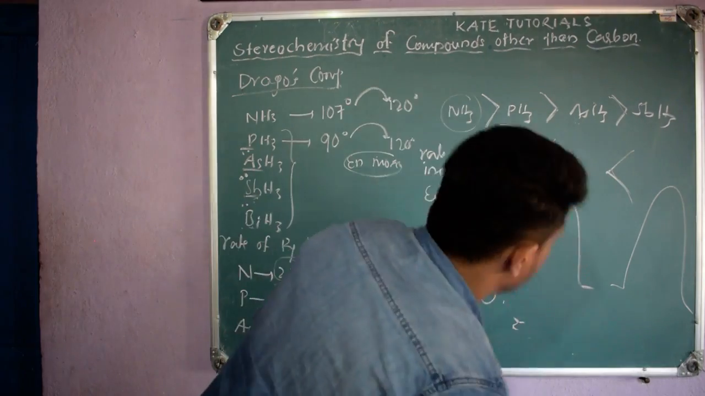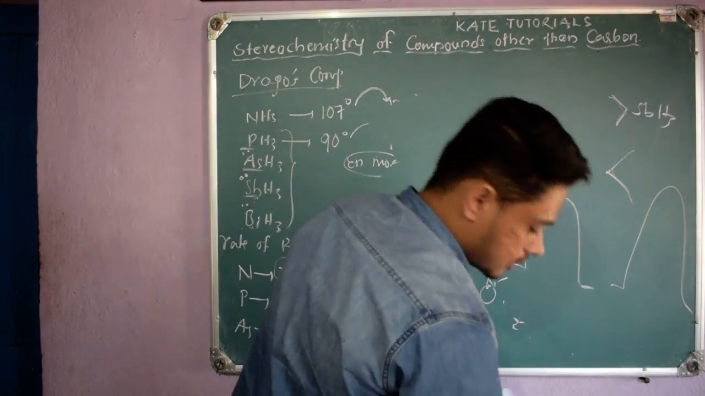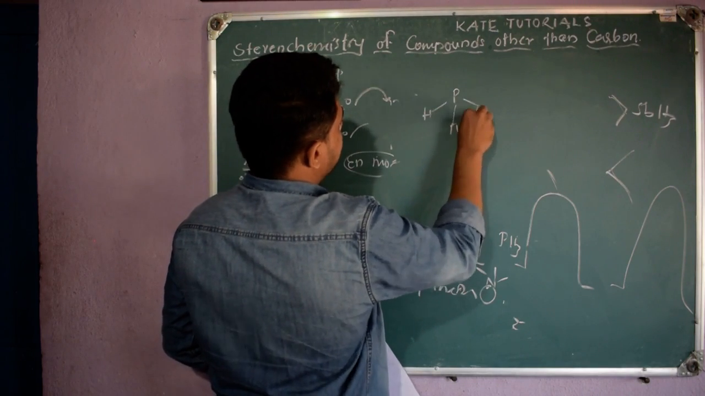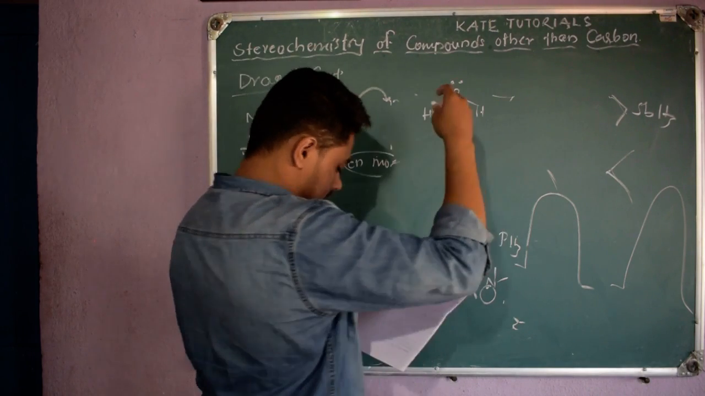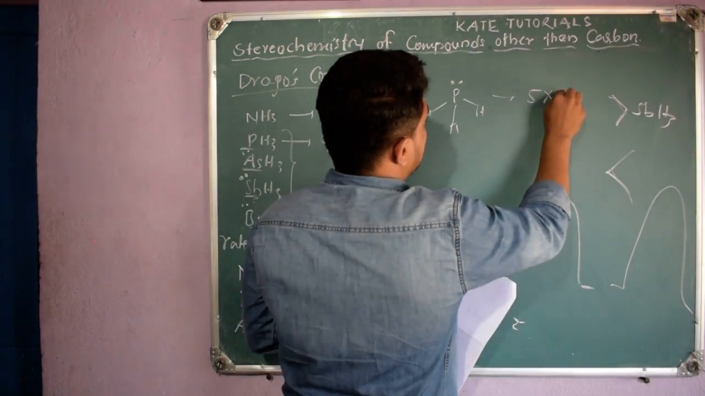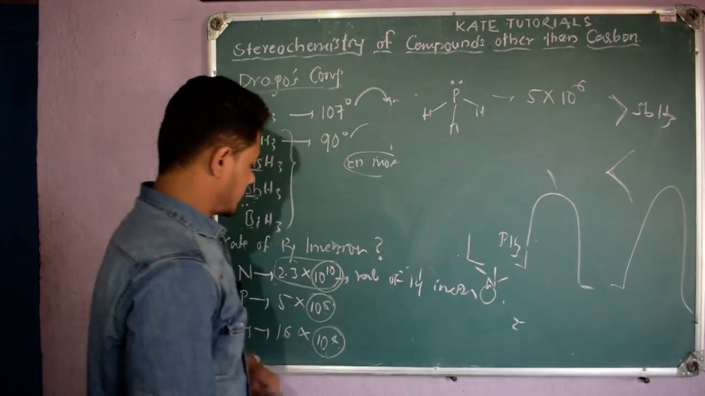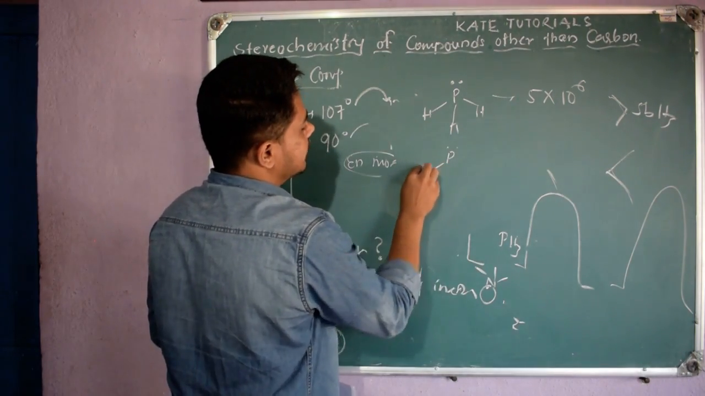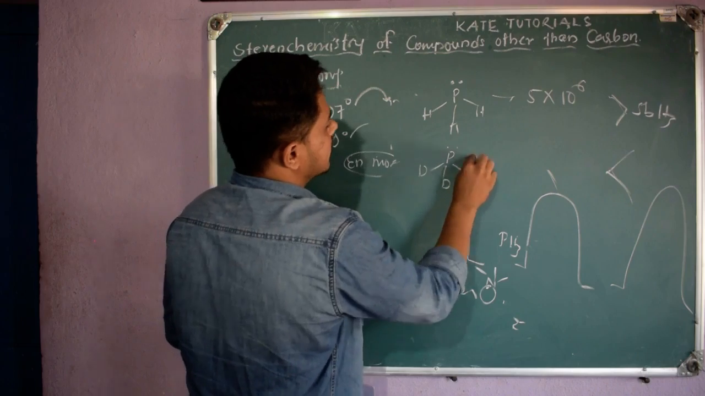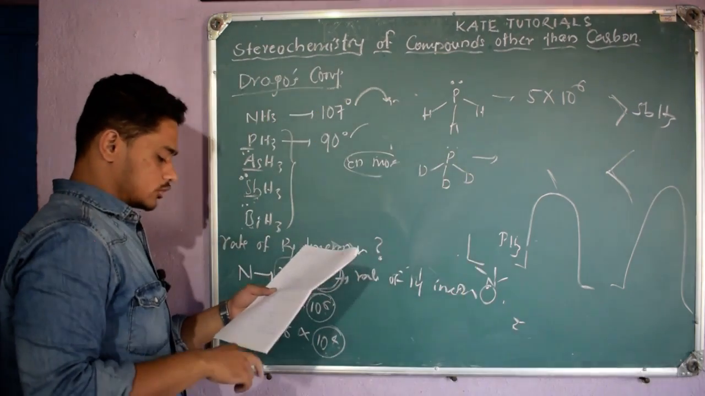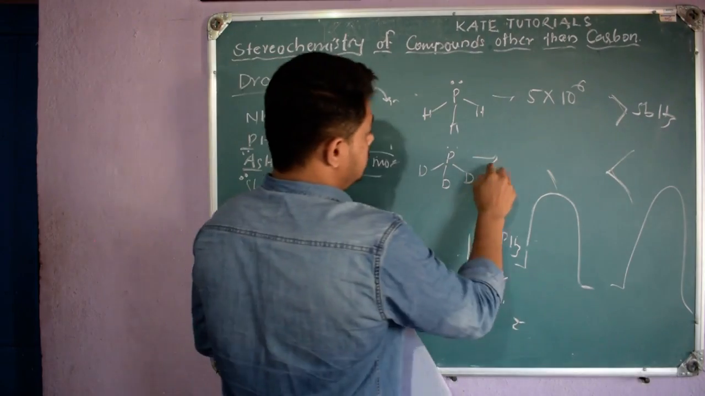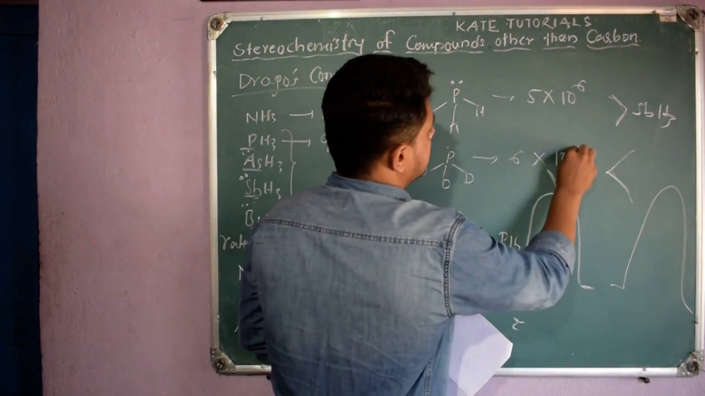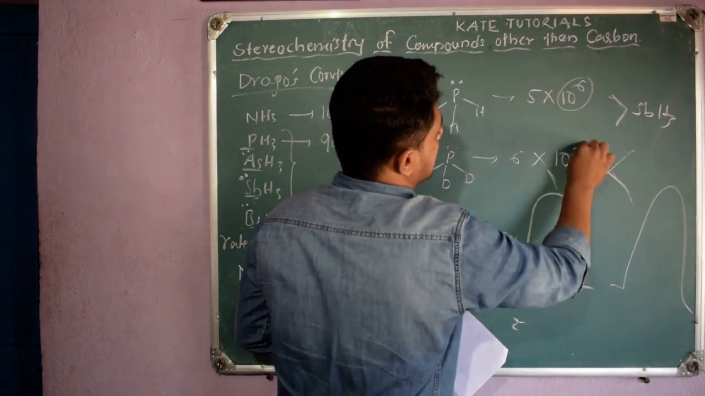So one more thing. If I have pH 3 like this, the inversion rate will be like 5 into 10 to the power 6, right? Just if I increase the mass, instead of hydrogen, if I take deuterium, an isotope of hydrogen with more mass, the rate of inversion will decrease to 6 into 10 to the power 3. See, 10 to the power 6, 10 to the power 3.